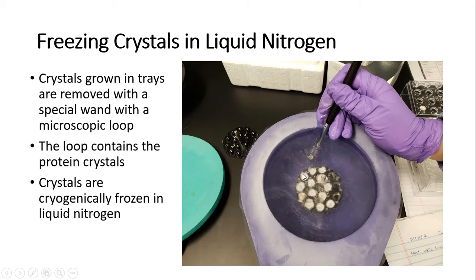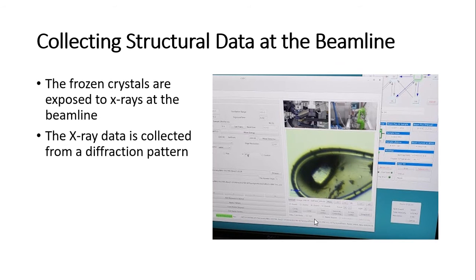Okay, and this puck contains 16 holes for 16 protein samples to go in. That puck is then stored in liquid nitrogen and brought over to the National Synchrotron Light Source. Once we do that, we can take those frozen proteins and expose them to X-rays at the beamline. And so we're going to collect structural data at the beamline.